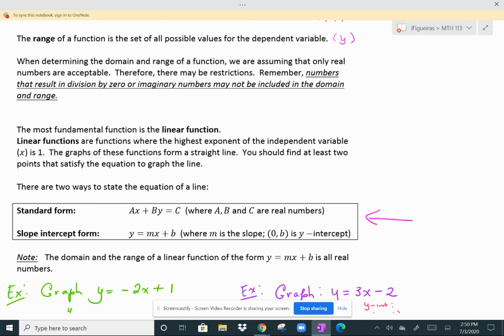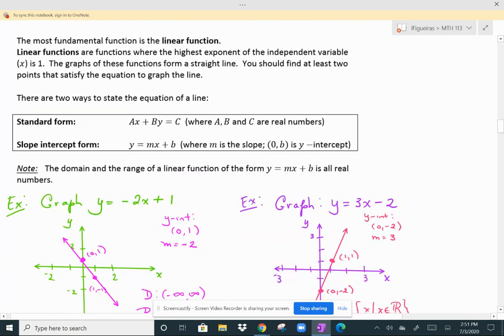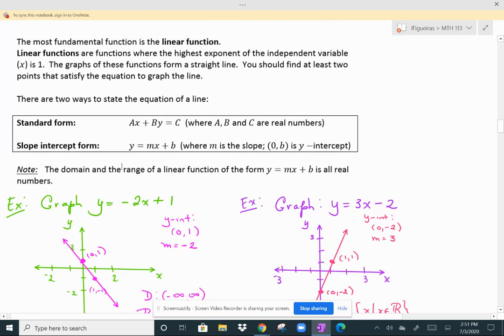And the other way, which is the more convenient way to work with lines, is y equals mx plus b, where m, the coefficient of x, is the slope, and b gives you the point (0, b) as a y-intercept. So slope and y-intercept are useful information to have in order to graph a line easily and also to understand the behavior of the line.